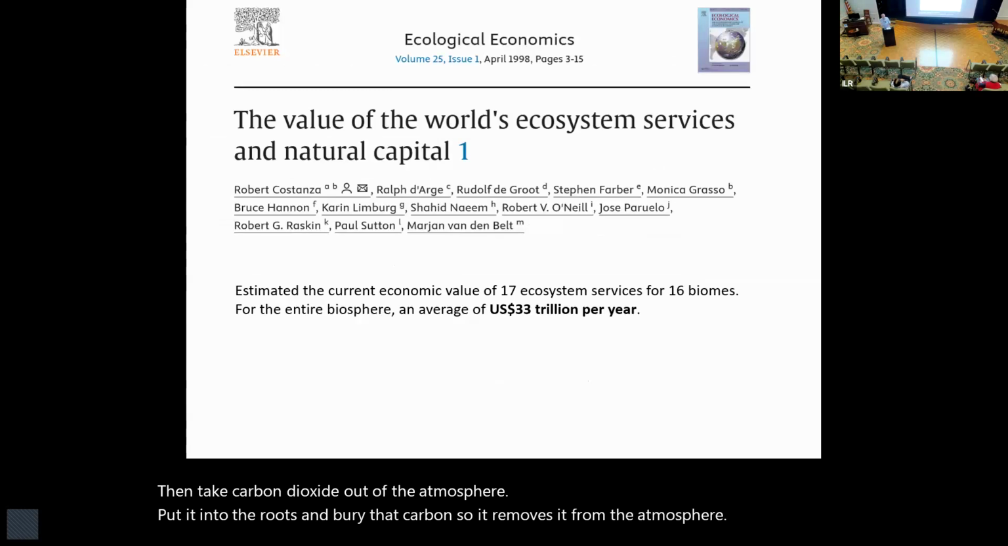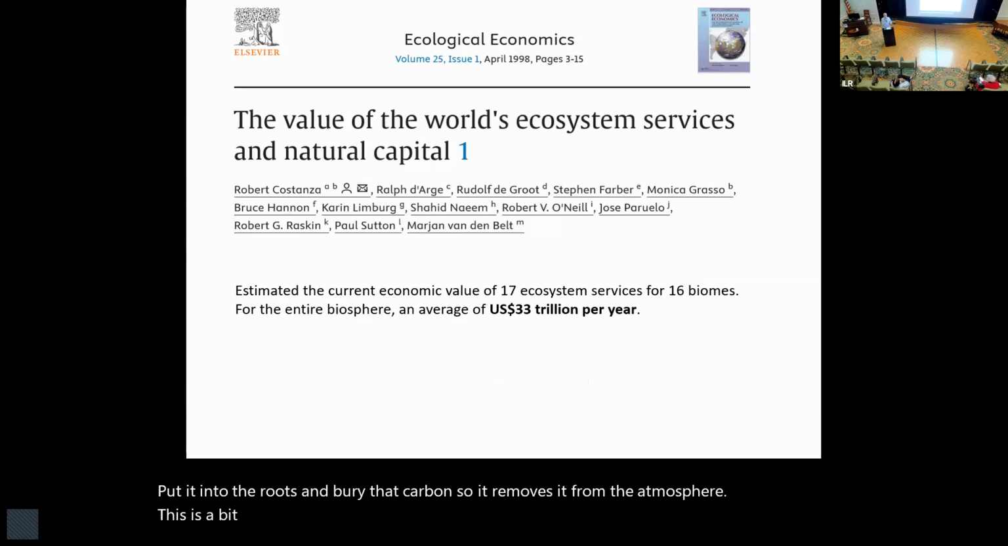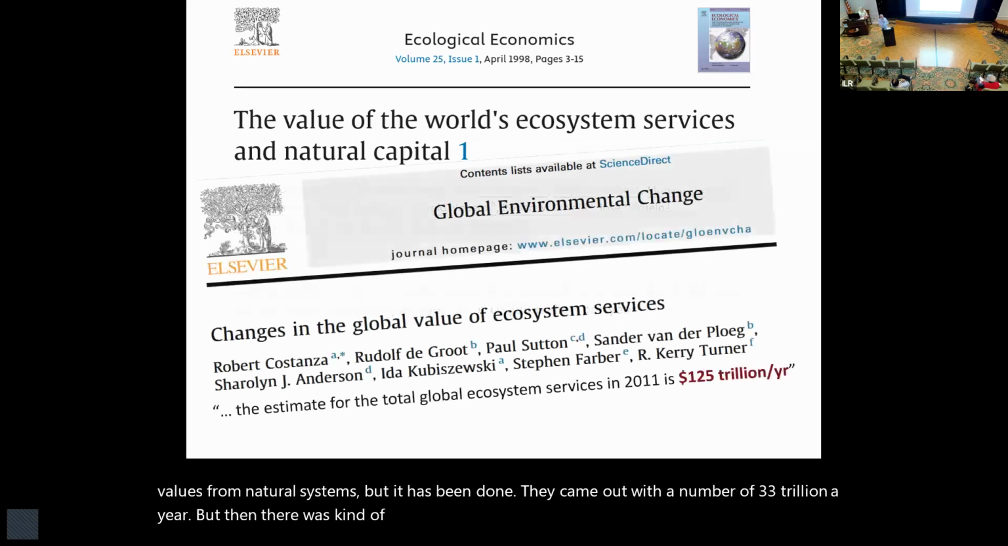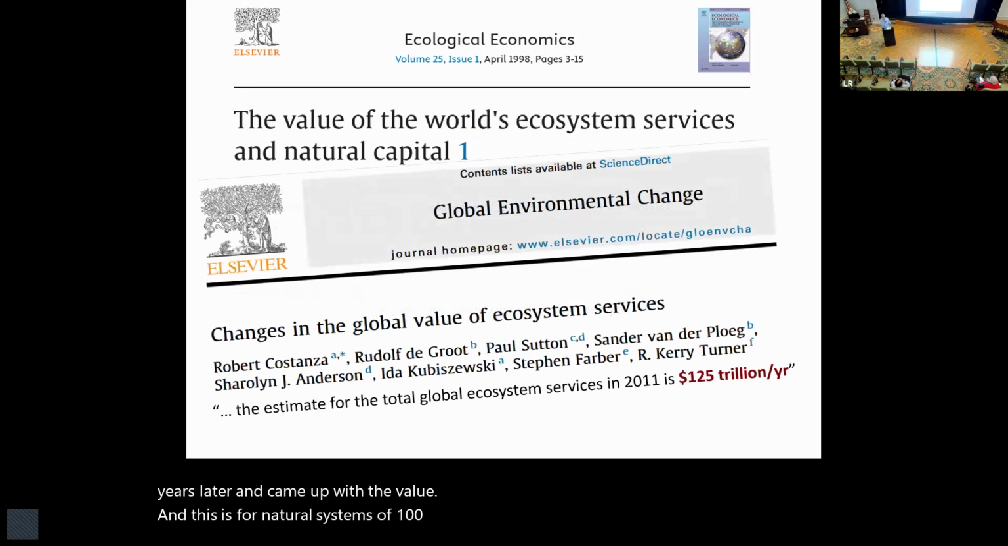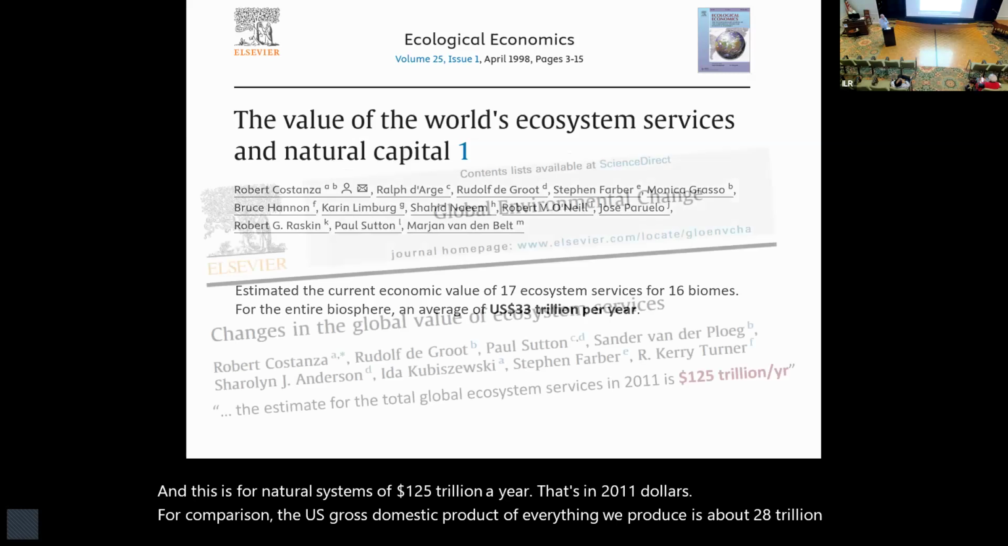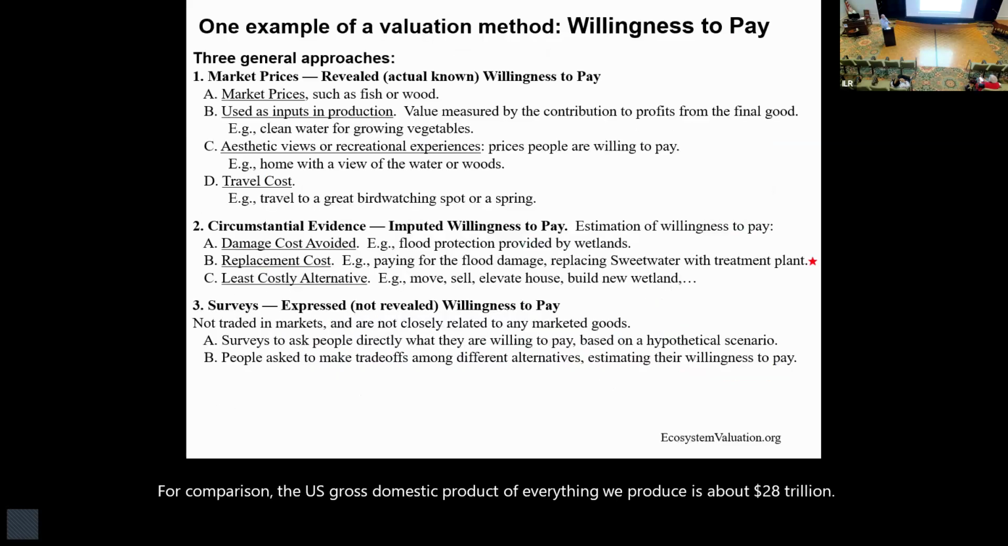I'm not going to do the world's production of economic values from natural systems, but it has been done. They came out with a number of 33 trillion a year, but then there was kind of, oops, we missed a lot of things, and they redid the values 12 years later, and came up with a value for natural systems of $125 trillion a year. That's in 2011 dollars. For comparison, the US gross domestic product of everything we produce is about $28 trillion.